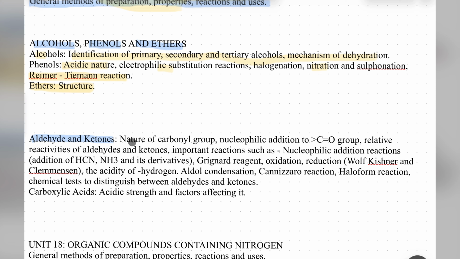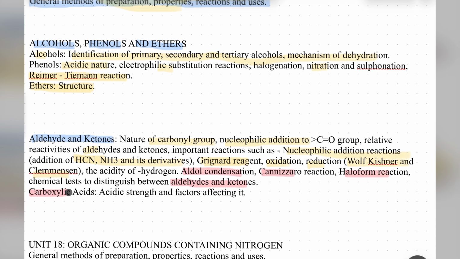Next one, aldehydes and ketones. So nature of carbonyl group, nucleophilic additions, that is very important nucleophilic addition reactions. That is HCN, very important. NH3 and derivatives. So many reactions are there. Very important: Grignard reagent. Oxidation reactions, reduction reactions. These are your Wolff-Kishner reaction and Clemmensen. Compulsory these two will come. Next, aldol condensation, Cannizzaro reaction, right? And haloform reaction. And the difference between aldehydes and ketones, whatever tests are there.